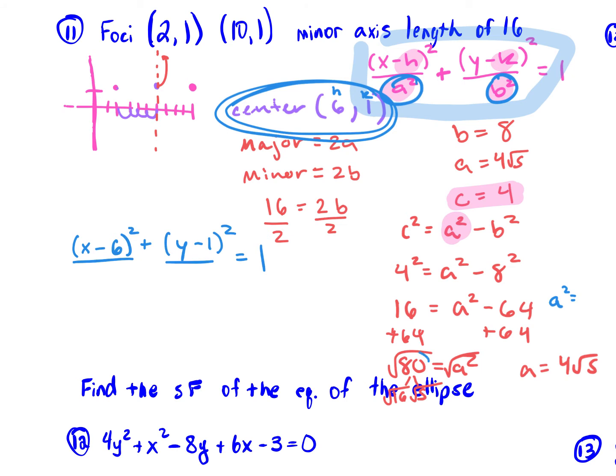So a squared we said was 80. And what's our b squared? If our b is 8, what's b squared? 64. And that's our equation.